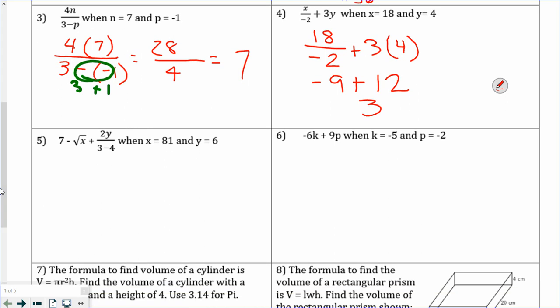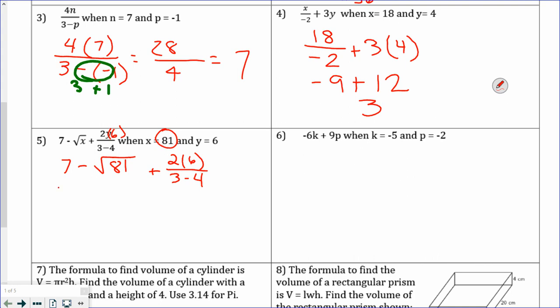Alrighty, number 5, 7 minus the square root of x plus 2y, divided by 3 minus 4. So we're getting a little more complex as we go on. So I'm copying down the problem as I see it. 7 minus square root, I'm plugging in that 81 for x, plus 2, not 26. Sometimes people put the 6 here and they think, oh, I'm just going to make it a 26. I'm multiplying 2 times 6, all over 3 minus 4.